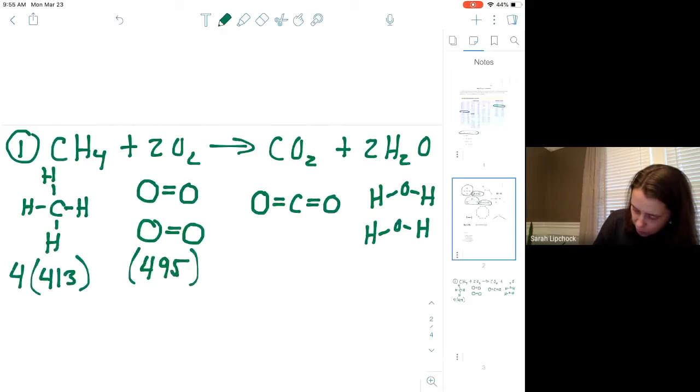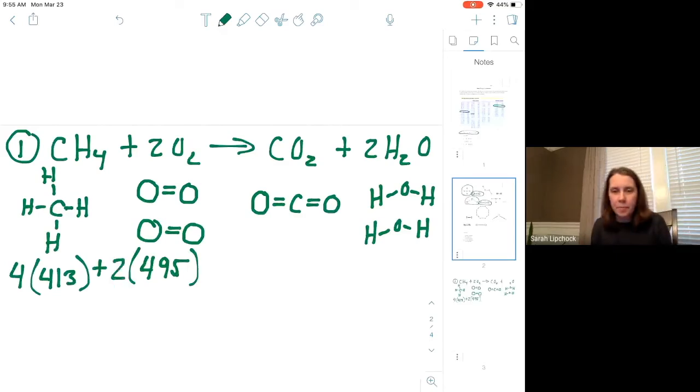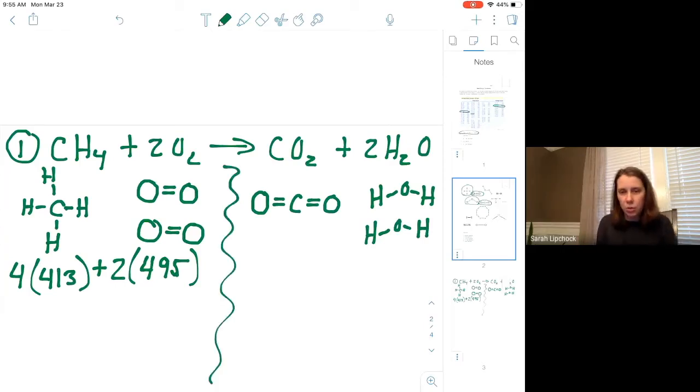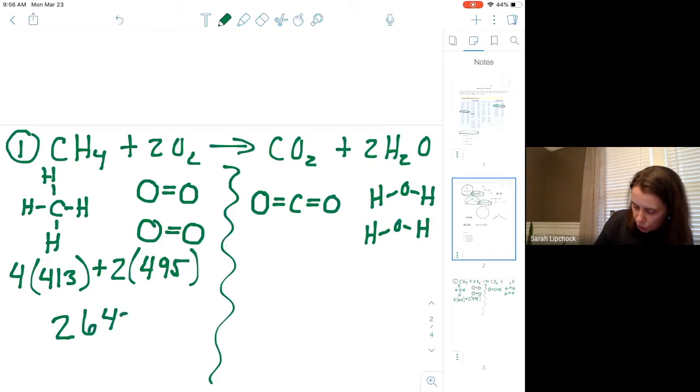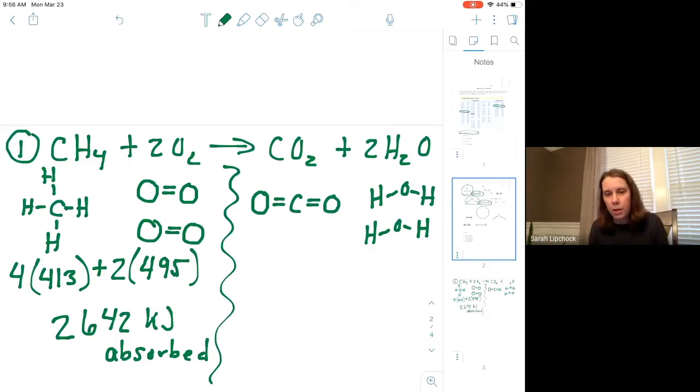And we have 2 of those because we have 2 O2 molecules. So all together on this side, that's how much energy we're going to absorb when we break all of those bonds. I like to draw a little squiggle between my 2 sides of the reaction so I can make sure I keep them separate. On this side, we've now done everything on the left. We've broken all the bonds in the reactants. If we add those up in your calculator, you should get 2642 kilojoules, and that's how much is absorbed, because we absorb energy when we break bonds.